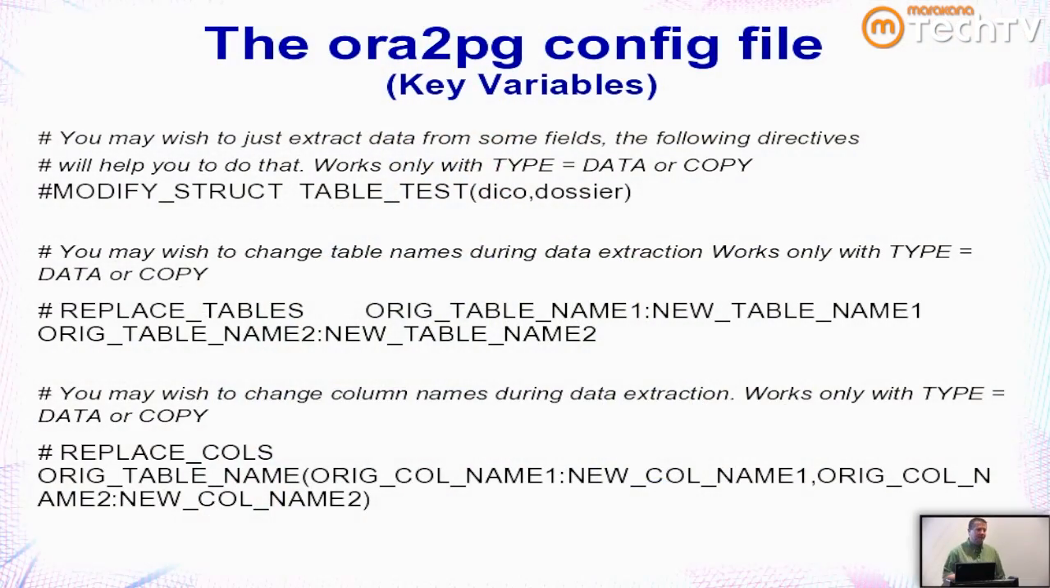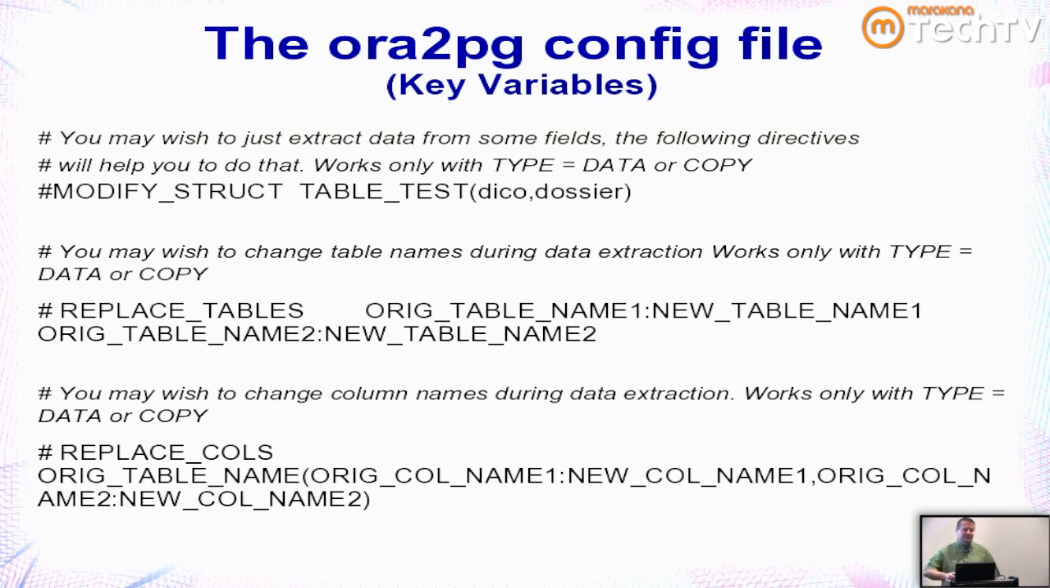There's a modify struct parameter. Basically, this one says, if I specify a table, I can give it a list of columns, and those are the only columns for that table that it will dump. So if you've got a table with 47 fields, but for the migration, you only care about 2 of them, you don't have to dump them all. You can just dump the 2 columns you care about.